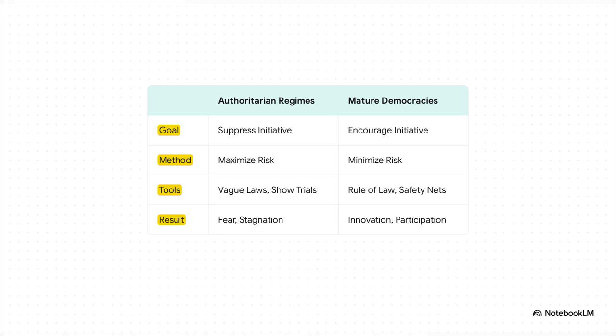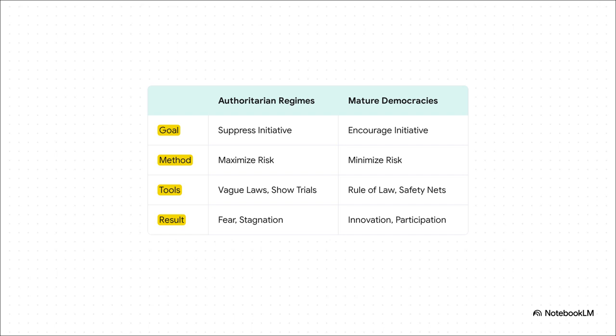And how do they do it? By making risk as high and as personal as possible. Think about it. Vague laws against extremism, scary show trials on TV. It's all designed to make the price of stepping out of line totally unpredictable and absolutely terrifying.